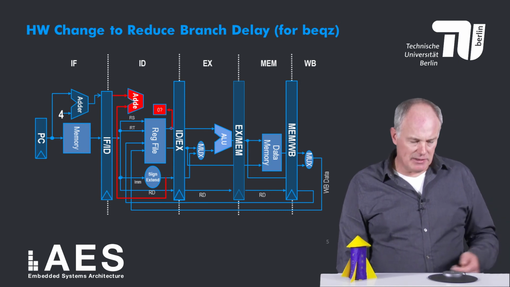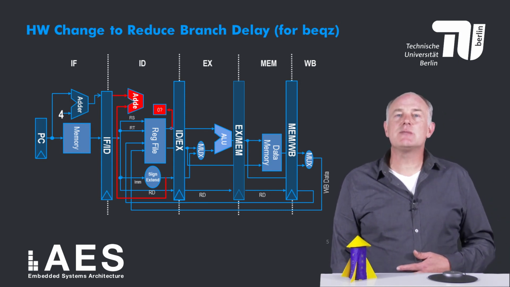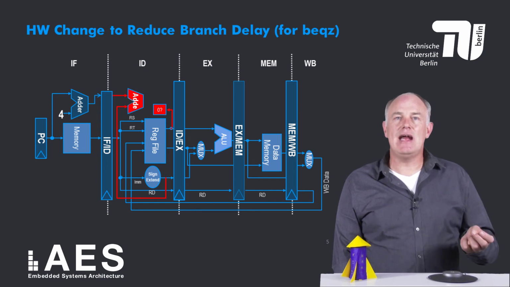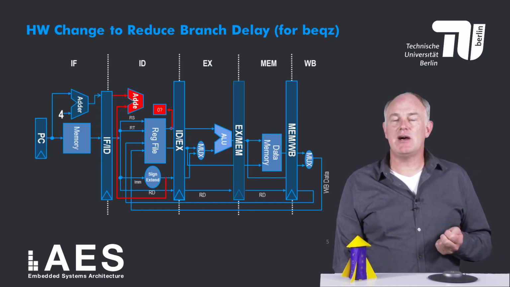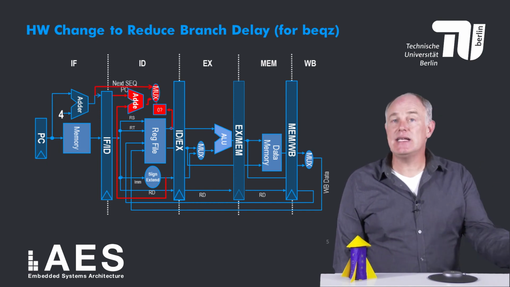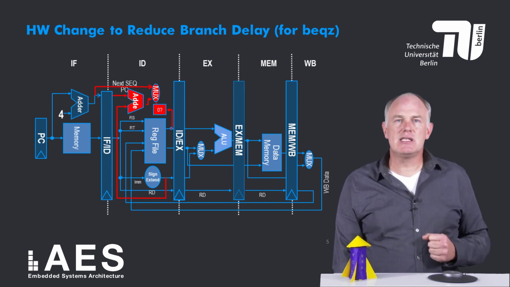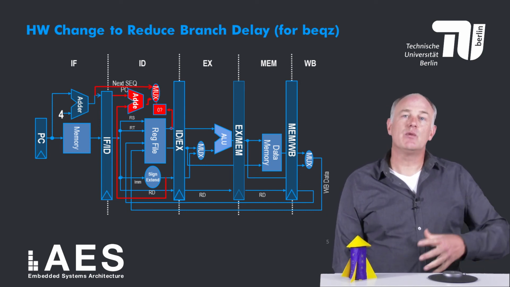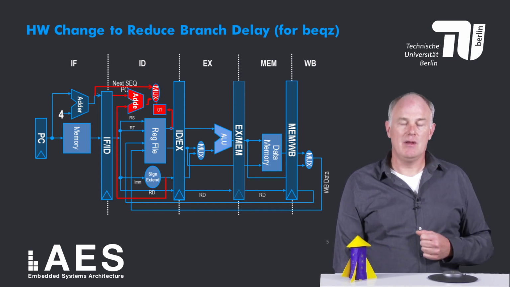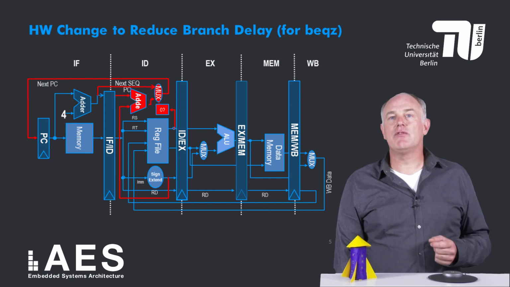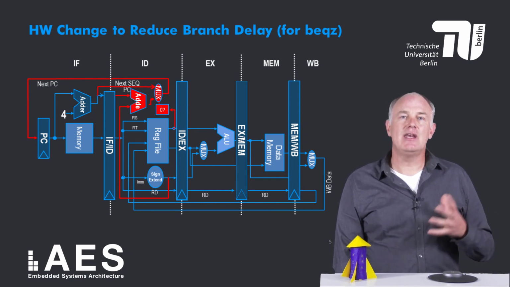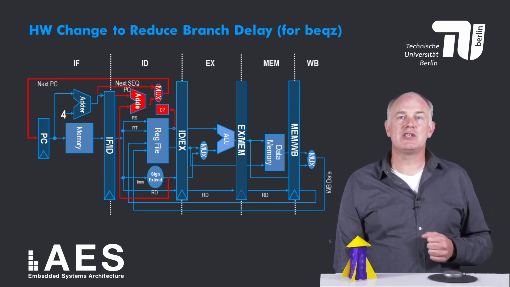The branch condition register is evaluated by this block labeled 0?. It tests if register RS, which has just been read from the register file, is equal to 0. If so, it steers this multiplexer so that it does not select the next sequential PC, which is equal to the previous PC plus 4, but the branch target address. Finally, at the end of the cycle, the new PC is latched into the PC register, and in the next cycle, the instruction at the branch target will be fetched.